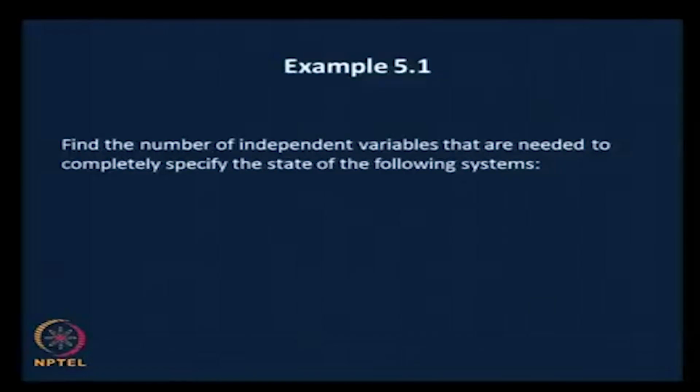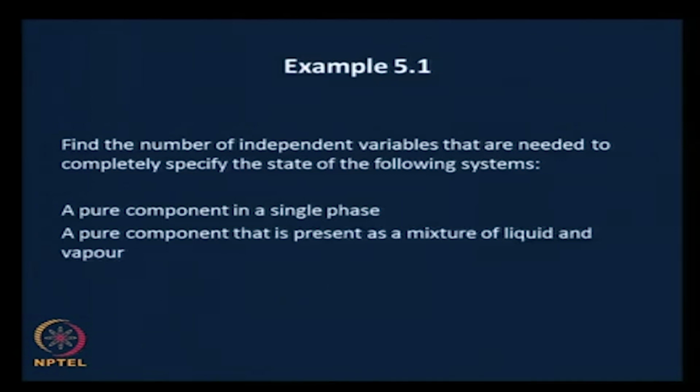To get more comfortable, let us do this example. Find the number of independent variables that are needed to completely specify the state of the following systems: a pure component in a single phase, that is the first system; a pure component that is present as a mixture of liquid and vapor. Please take about 10 minutes.